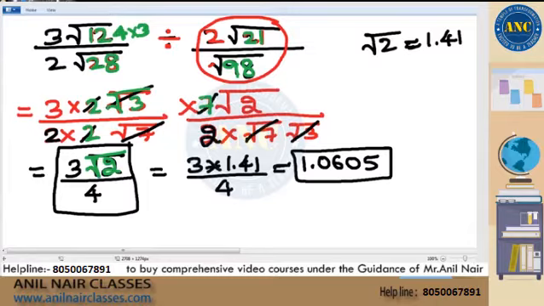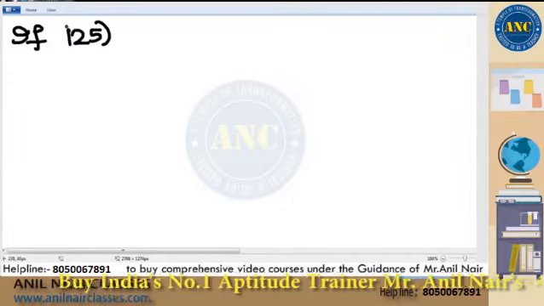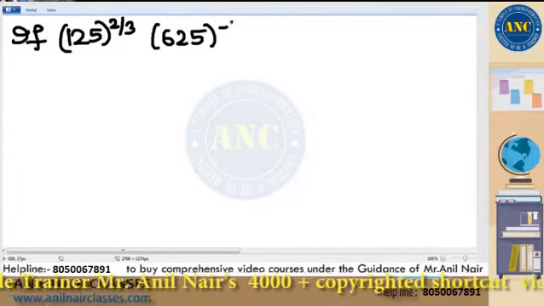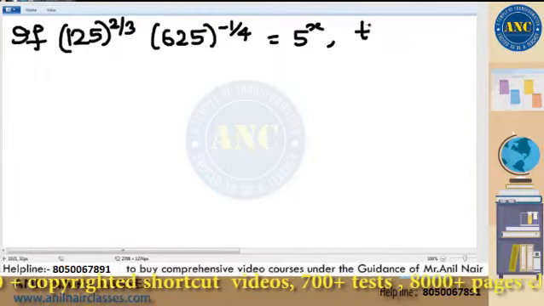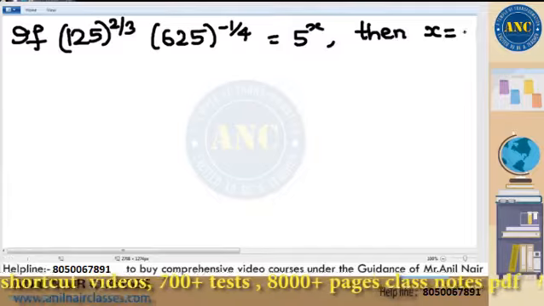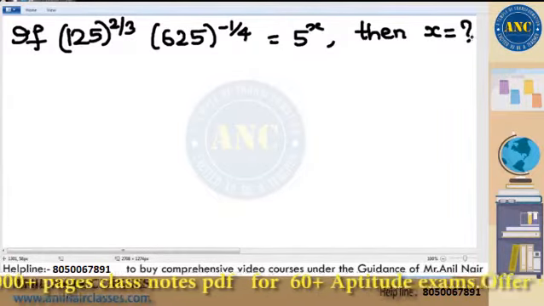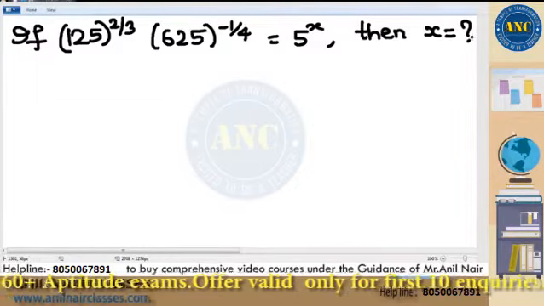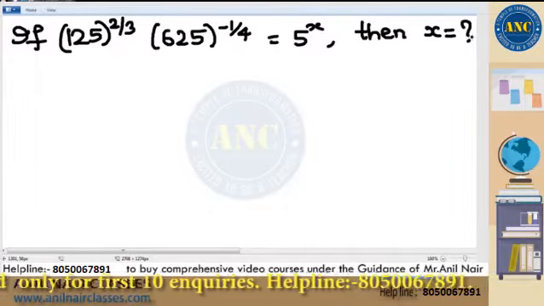I hope the idea is clear. Suppose another question. If 125 to the power of 2 by 3 into 625 to the power of minus 1 by 4 is equal to 5 power x, then find the value of x. You need to find the value of that x.